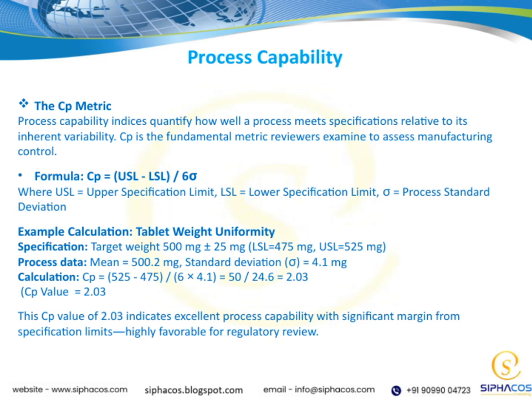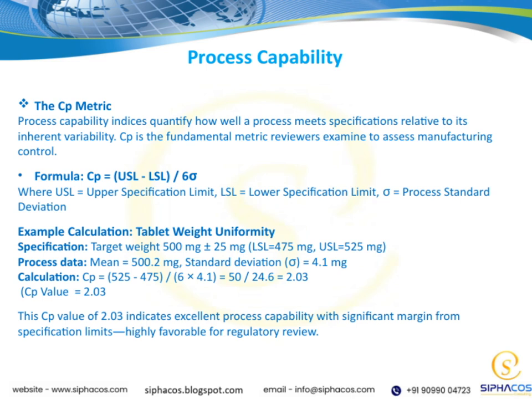Mathematically, it looks like this. CP equals USL minus LSL divided by 6 sigma. Here, USL stands for the upper specification limit, LSL is the lower specification limit, and sigma represents the process standard deviation. To bring this into perspective, let's look at an example involving tablet weight uniformity.